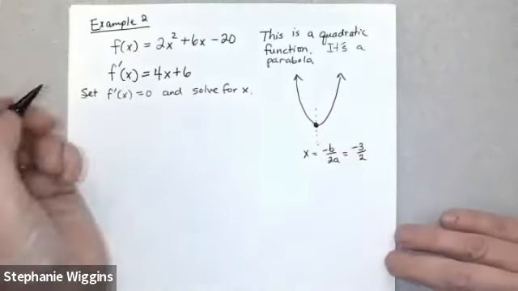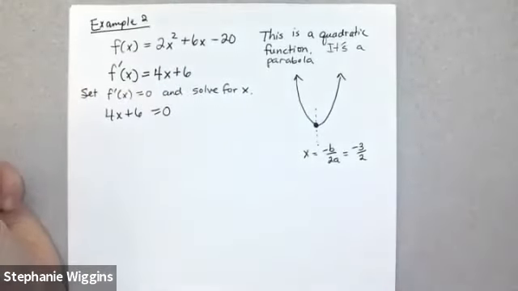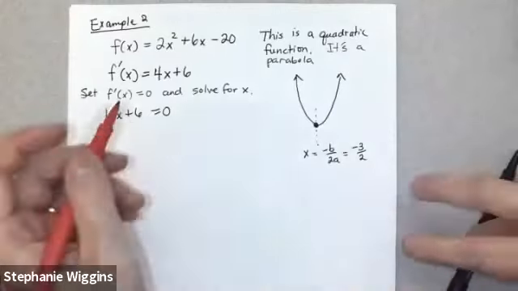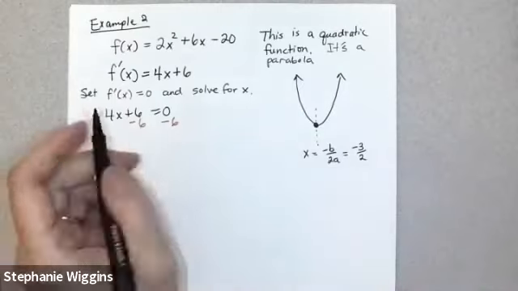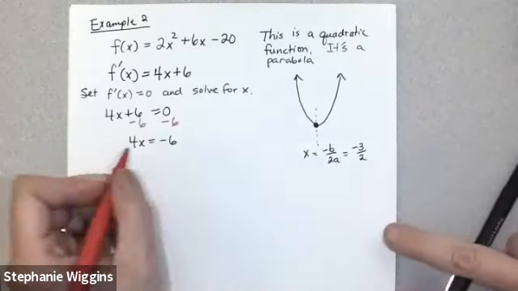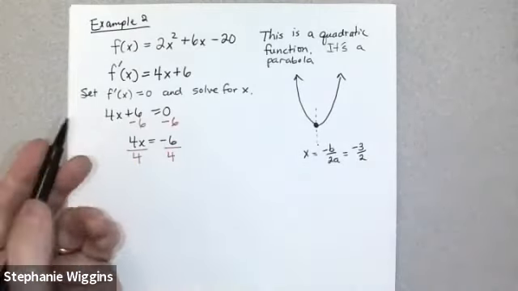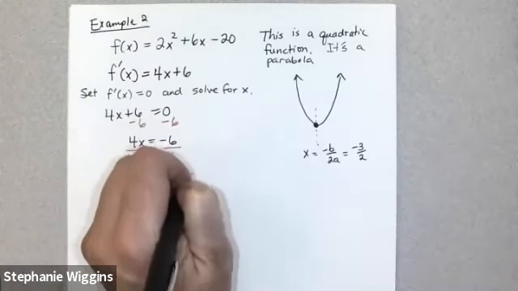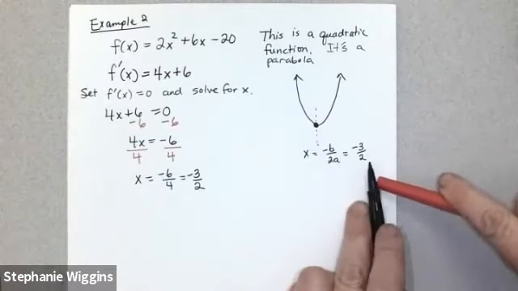So I go ahead and do that. 4x plus 6 is equal to 0. And I'm going to subtract 6 from both sides to solve for x. And I get 4x equals minus 6. And then I'm going to divide both sides by 4. And x equals minus 6/4, which is minus 3/2. And as you can see, that's exactly what I got over here.